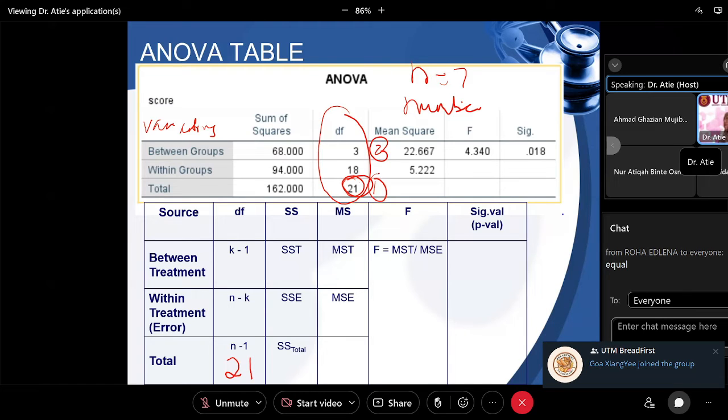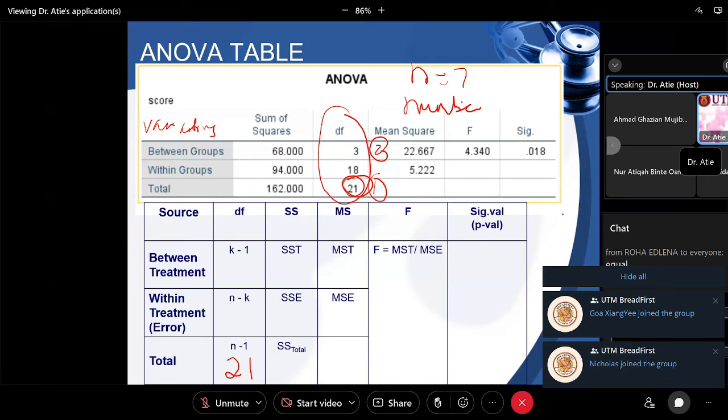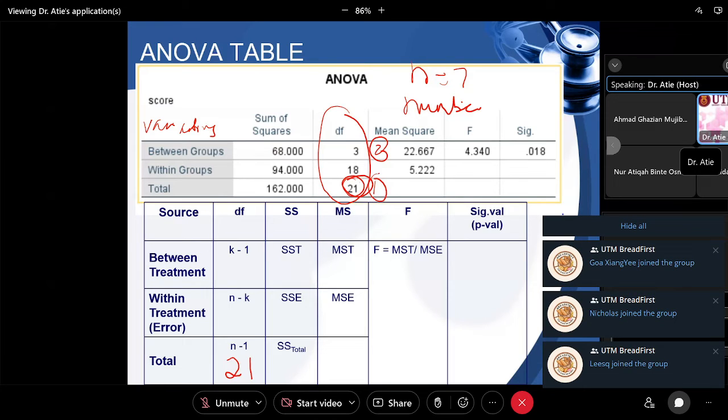I would like you to do it manually. Write it manually on page 115. Don't just copy straight away from the ANOVA in SPSS. We need to learn how we get 21: 22 people, minus 1. That's the reason we get 21.